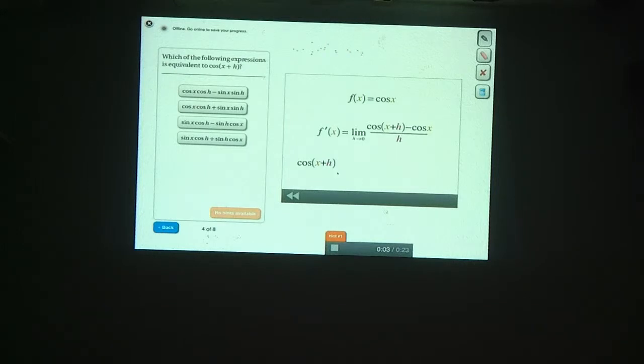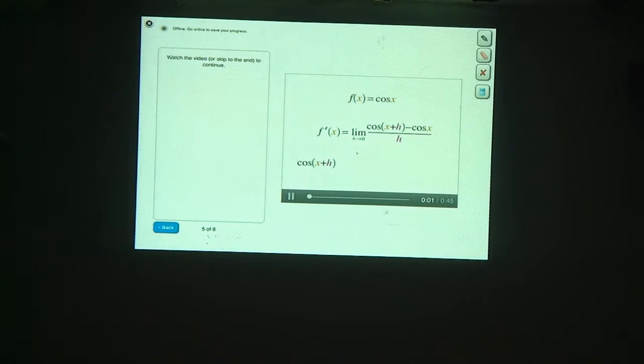The identity that you want here is that the cosine of a plus b is equal to the cosine of a times the cosine of b minus sine of a times the sine of b. Try plugging in x and h for a and b to get the answer. You can use the addition identity for cosines. The cosine of x plus h equals cosine x cosine h minus sine x sine h.